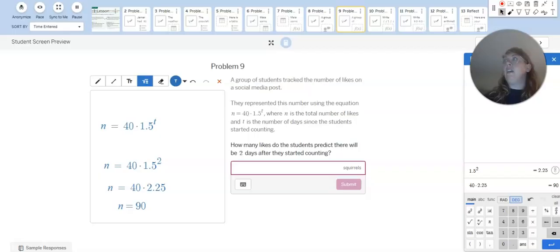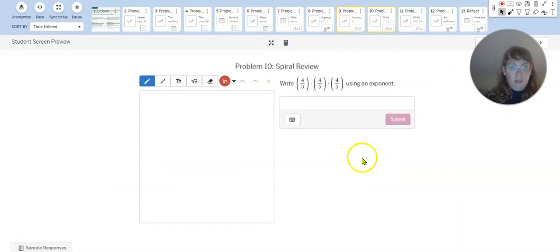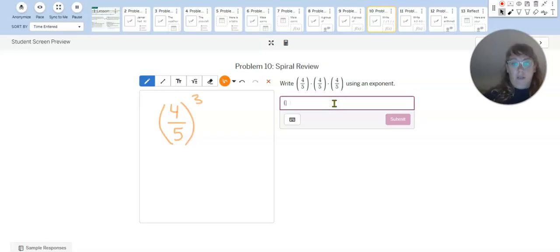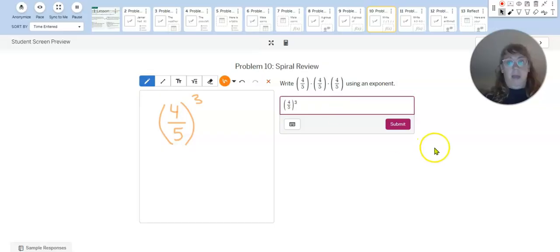Beautiful. And then spiral review. So write this using an exponent. So just as a reminder, when we're working through exponents, what we're multiplying every time here is 4/5. How many times are we multiplying that? 1, 2, 3. So this is 4/5 to the 3rd power.